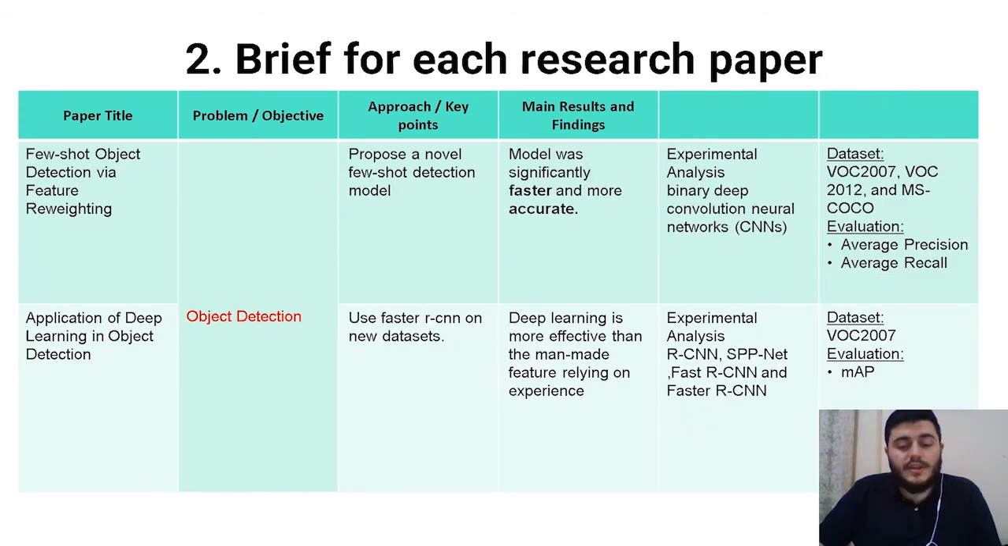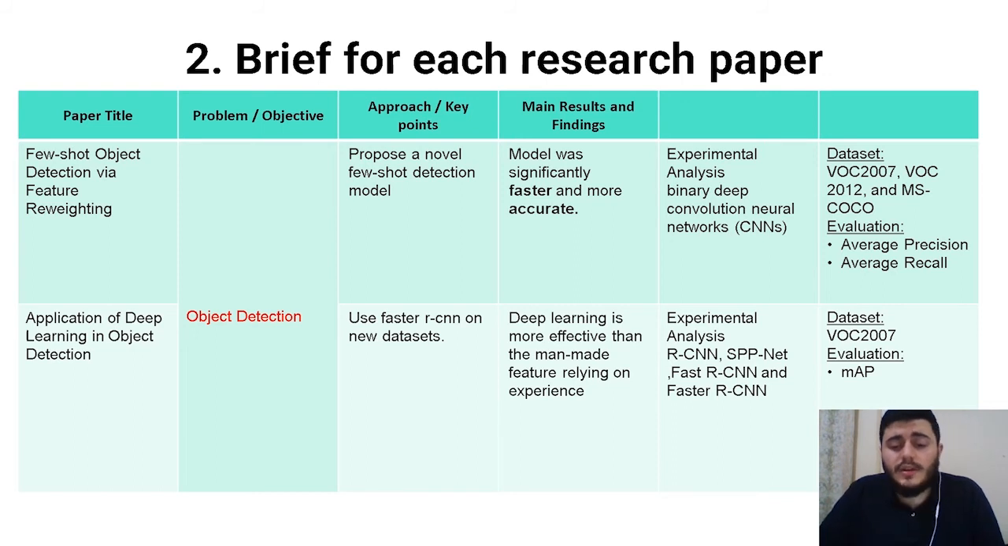Now, moving to the next slide, the research paper titled Few-Shot Object Detection via Feature Reweighting is addressing the problem of bounding box annotation and availability for rare categories. The research proposes a few-shot detection module that learns generalizable meta features and automatically reweights the features for novel classes.